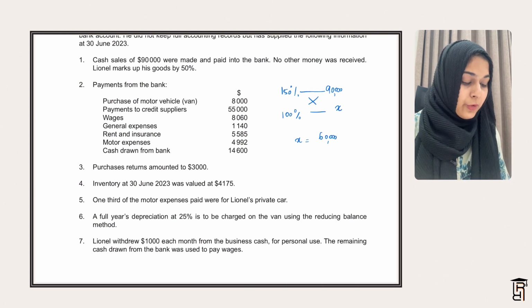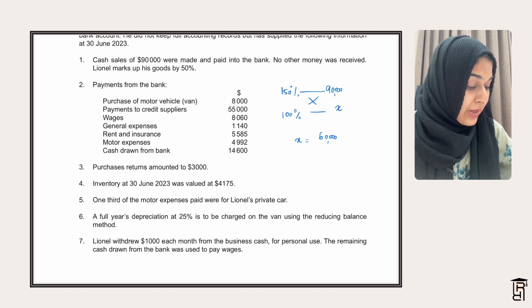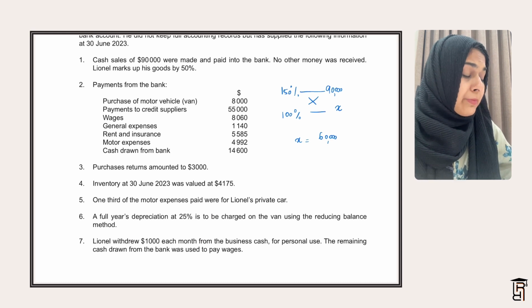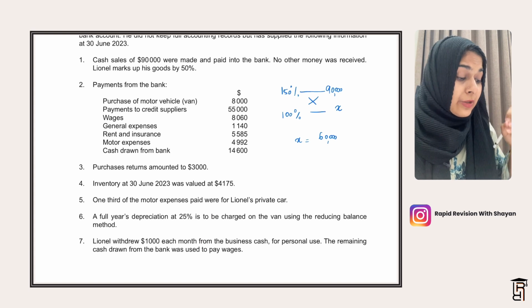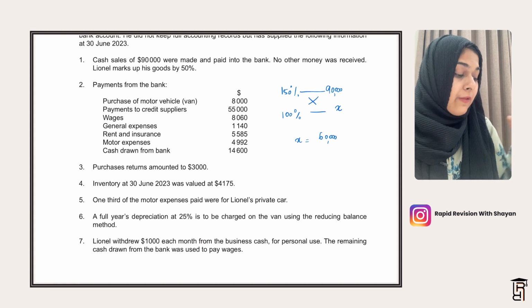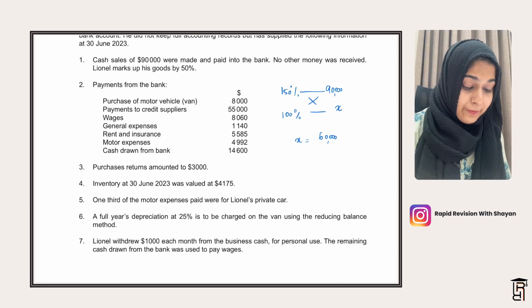Then they are saying 1/3 of the motor expenses paid were for Lionel's private car. So 1/3 of 4992 is for Lionel's private car. That is my drawings in this case. So 2/3 of 4992 will be written in my income statement as motor expenses. 2/3 of 4992 is 3328. So that is for the fifth entry here.